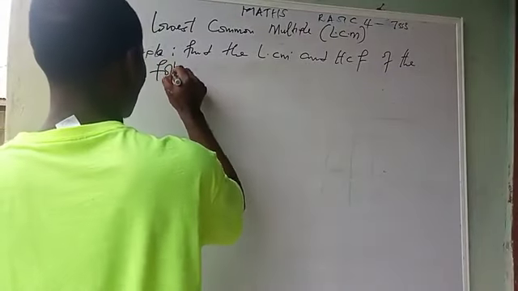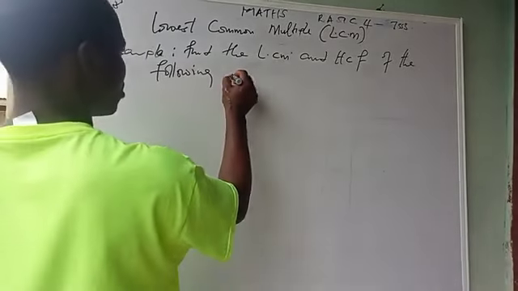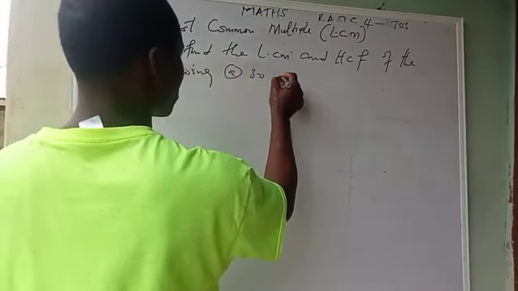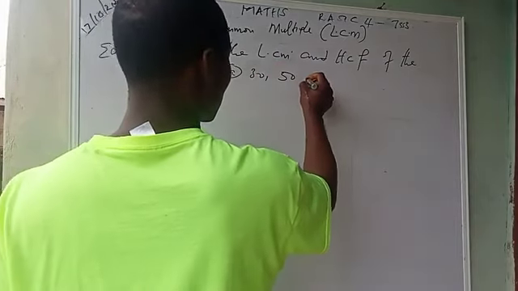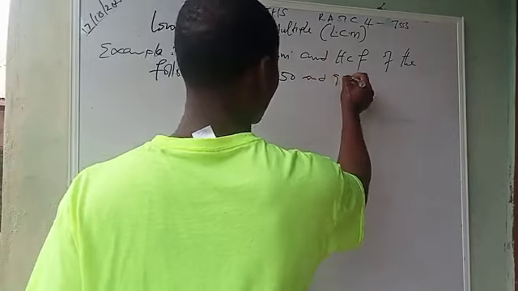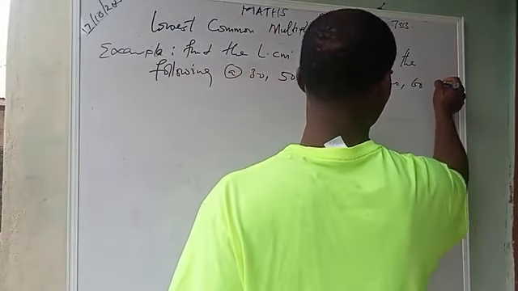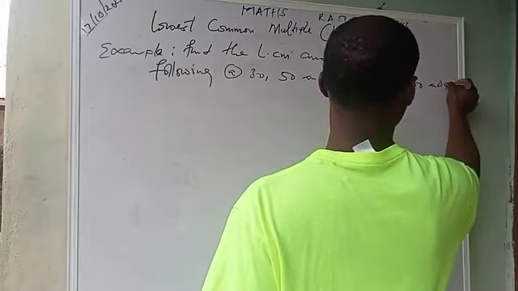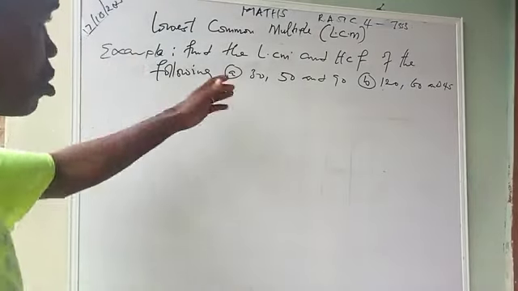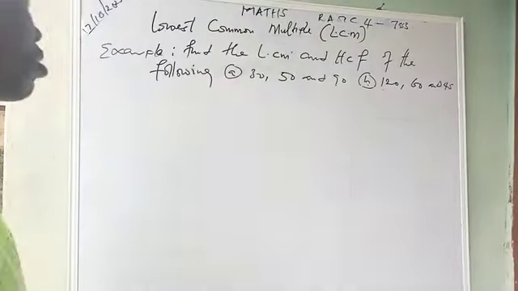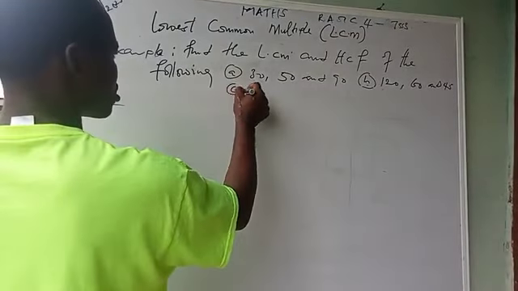I have to find the LCM, so I'm going to make use of the table method on this one. Of the following: A, 30, 50, and 90. B, 120, 60, then 45. I'm going to do A. You try the second one. Solution. Or let me make it C.